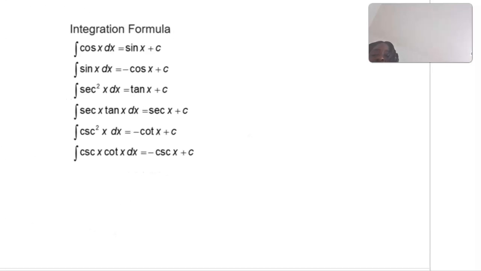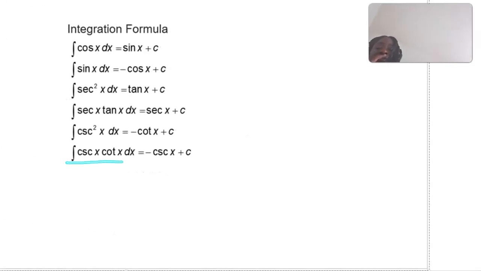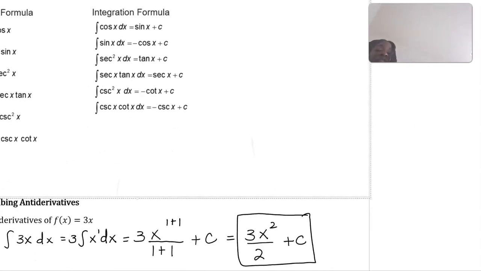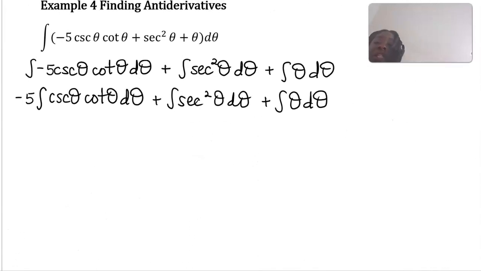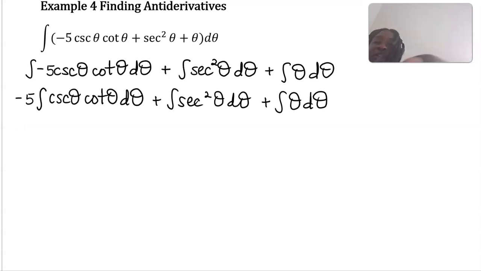So looking at my trig integrals, I see that the integral of cosecant cotangent is negative cosecant, which makes sense because we know that the derivative of cosecant is negative cosecant cotangent. So I'll bring down my constant of -5. And then for my integral there, we just saw in our rules that this is negative cosecant. I haven't put the plus c because I will put the plus c at the end. I don't need to write 3 separate plus c's.